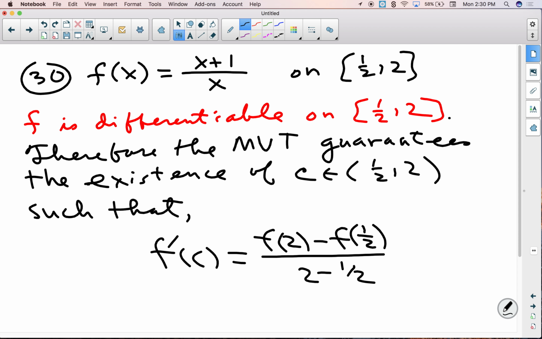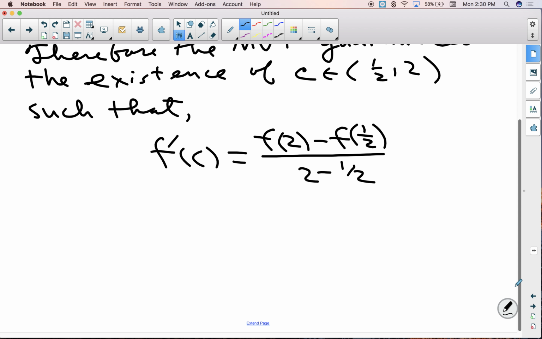Okay, what is f of 2? Let's just do the right-hand side right now. What's f of 2? So 3 over 2. Yeah, 3 halves. Good, so this is equal to 3 halves, minus, what's f of a half?